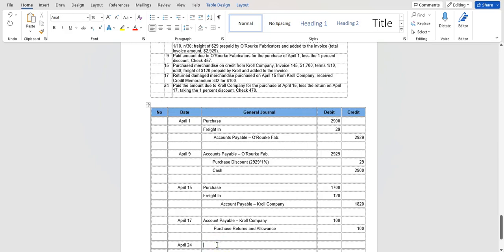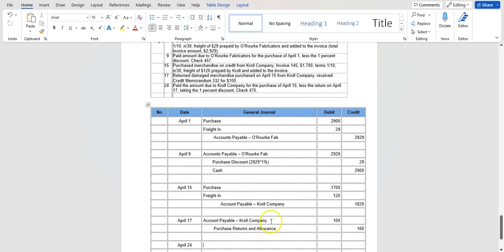Okay, and on April 24th, we paid the amount due to Kroll Company for the purchases on April 15th. It says it was less the returns on April 17th and taking the 1% discount. Okay, so we're within the discount period. We're going to have to record the discount, and then we're going to have to take into account any returns. Okay, so the returns, we've already made that journal entry. There won't be a journal entry necessary for the return in this next journal entry.